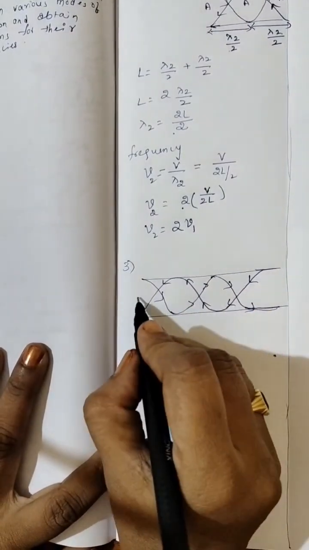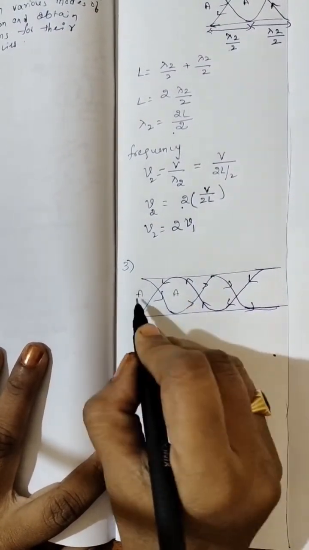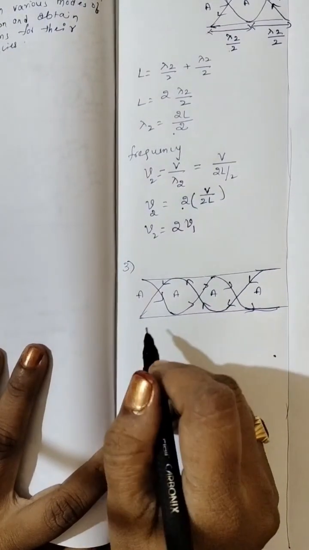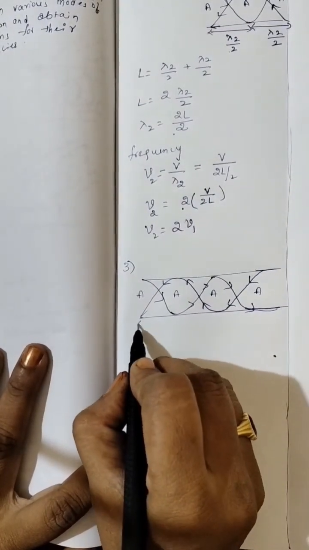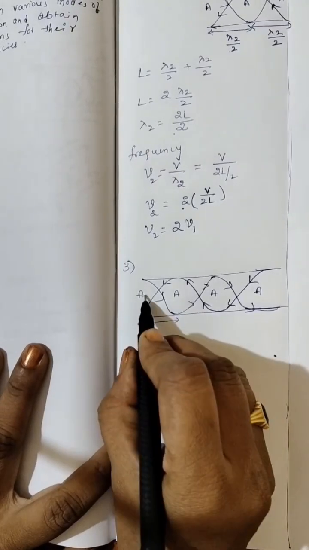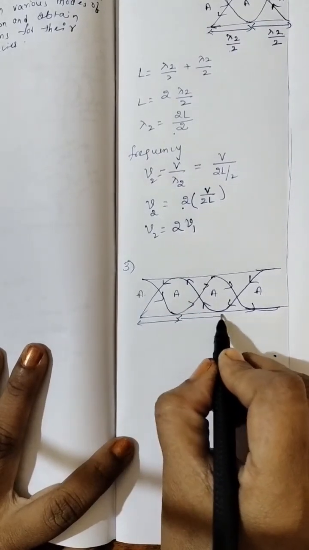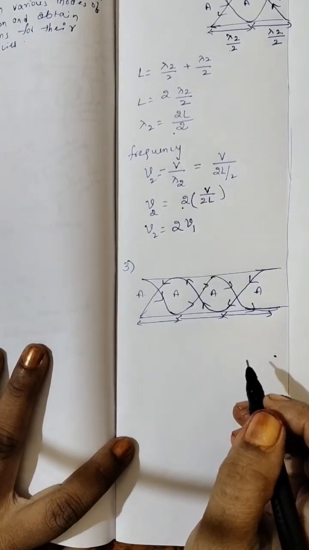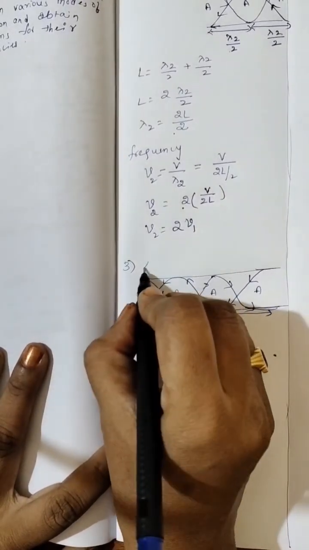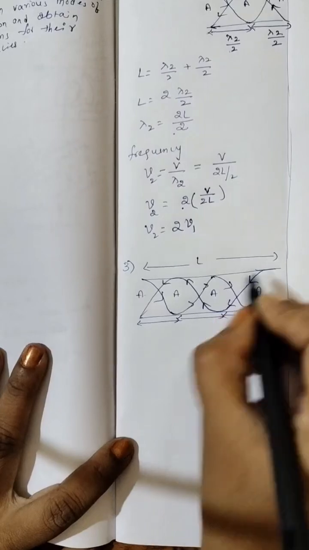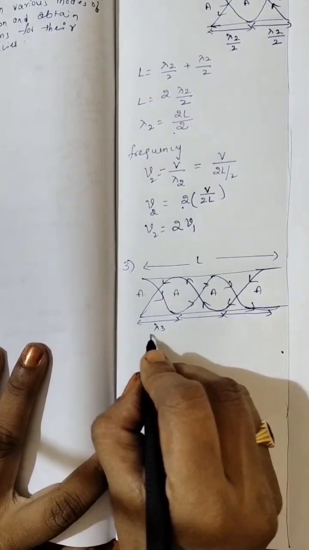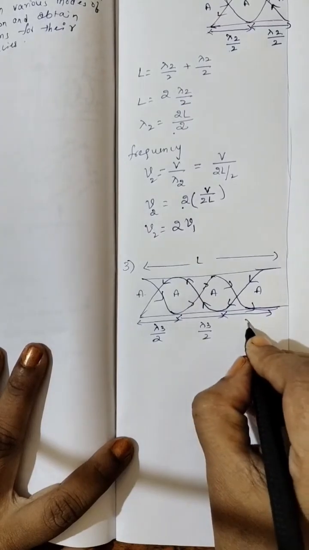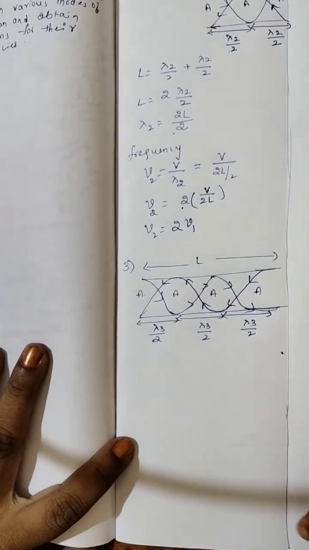Right? 2 loops. Maximum amplitude, antinode. Okay? So again, what you will take is the distance between antinode to antinode. Again, antinode to antinode. Again, antinode to antinode. Third harmonic, the total length is L. Third harmonic, so 3 I will place. Lambda 3 by 2. Lambda 3 by 2. Lambda 3 by 2. Right?